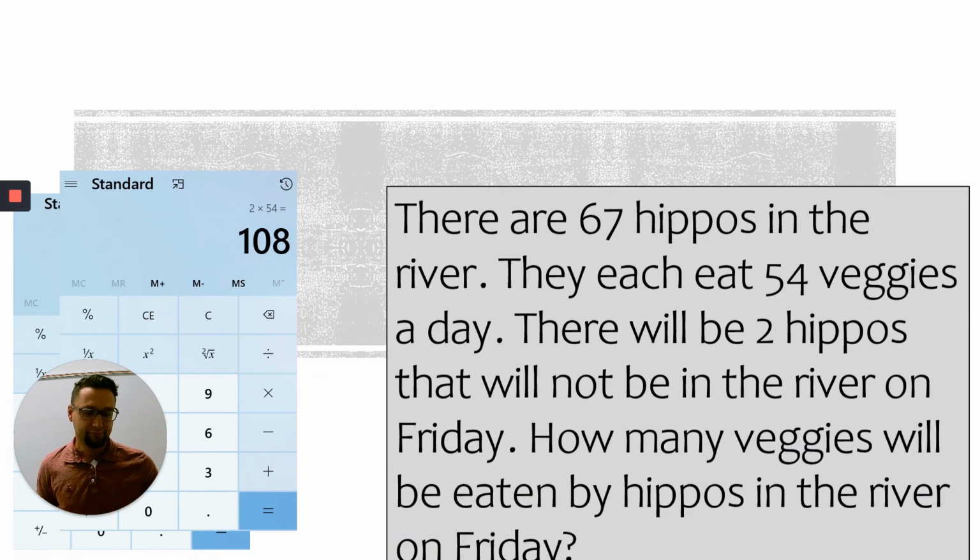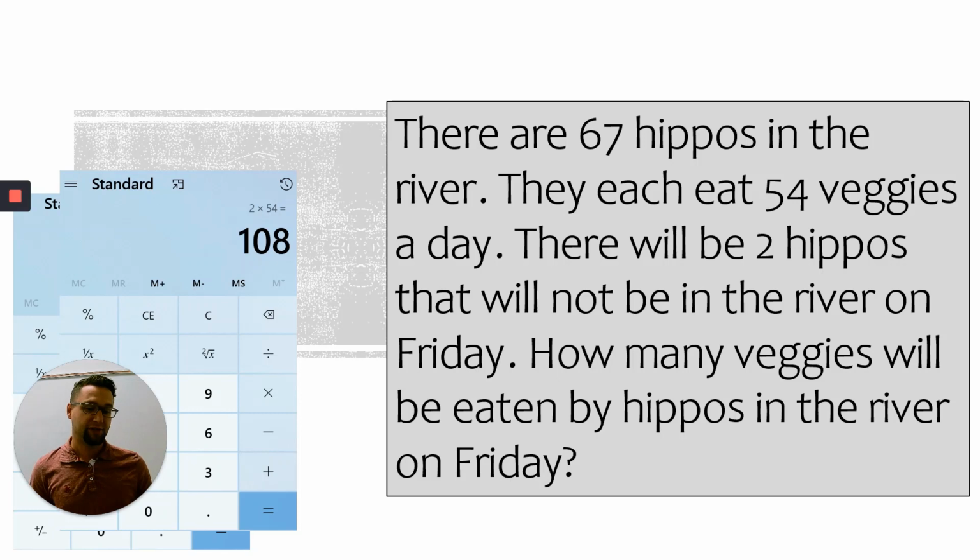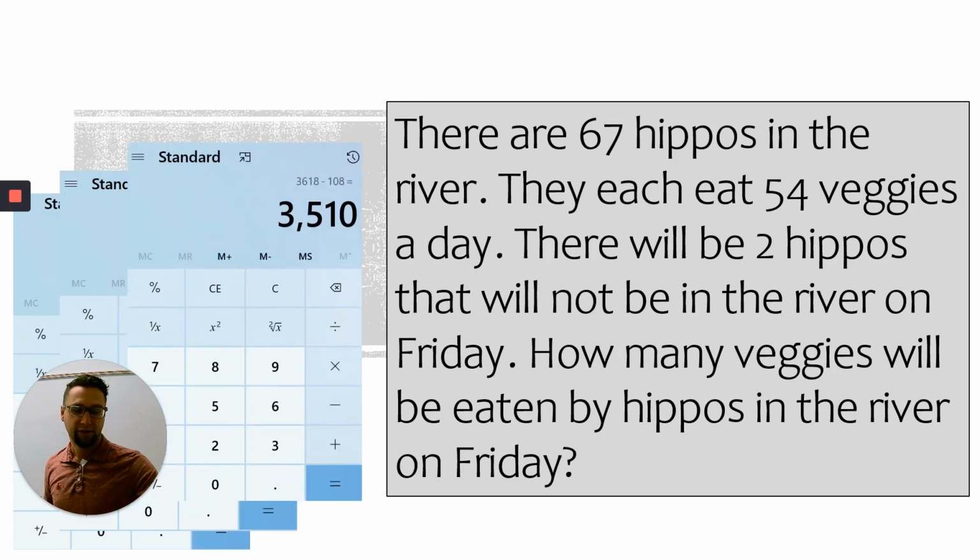Now, we need to take that out of the total number of veggies being eaten in the river on Friday. So we have 3,618 veggies being eaten by all the hippos, minus those 2 hippos that are gone from the river, which would be 108 veggies that they're eating elsewhere. So now only 3,510 veggies are being eaten in the river on a Friday. We've broken this down into 3 steps. We've taken our time thinking through the steps, and it seems like we've come to a good answer.